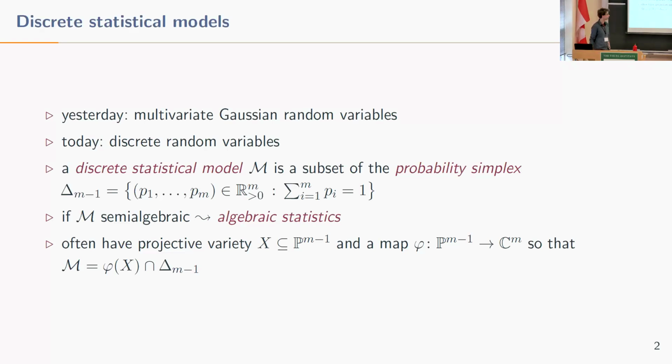Well, you don't need a map. The simplex is the positive part of the projective space. There's no map needed. But I will have different views on how to interpret this, so I want to specify this map because I want to switch perspective.